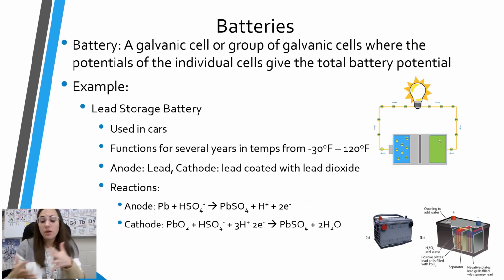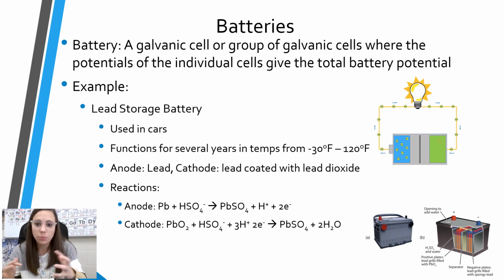So that's really the main math or calculations that you're going to have to do with electrolysis and electrolytic cells. The last thing I wanted to go through are just some everyday examples or applications of electrochemistry, so of both galvanic and electrolytic. So batteries are a great example of galvanic cells. So batteries at their very basic structure are galvanic cells or groups of galvanic cells where their total potential adds up to the battery's potential.